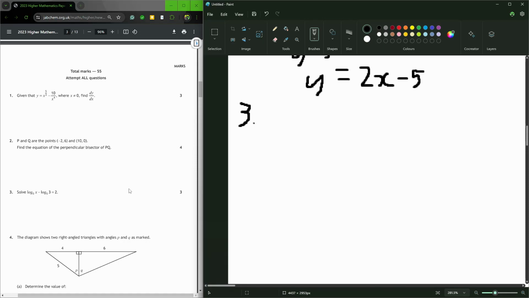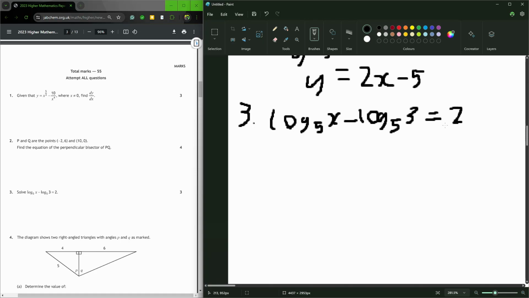Next up we have: solve log base 5 of x minus log base 5 of 3 equals 2. This will be a nice juicy log one. Logs always seem more complicated than they actually are, but I trust they're not actually going to be that difficult.